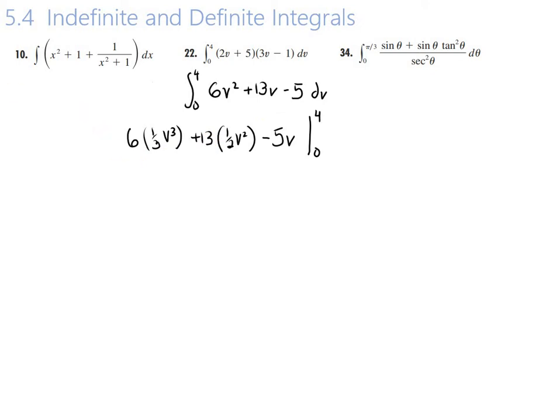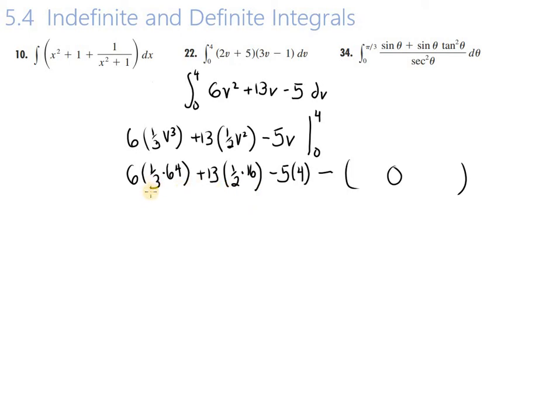So let's go ahead and plug in 4. Let's see, that'd be 6 times 1/3 times 4 cubed, which is 64. Times 13. When I plug in 4 for v, I'll get 1/2 times 16 and minus 5 times 4. Okay, all that was just plugging in 4. We still need to do minus and plug 0 into all of this. Fortunately for us this time, plugging in 0 to each of these terms gives you 0. So this all just ends up being 0, which is nice.